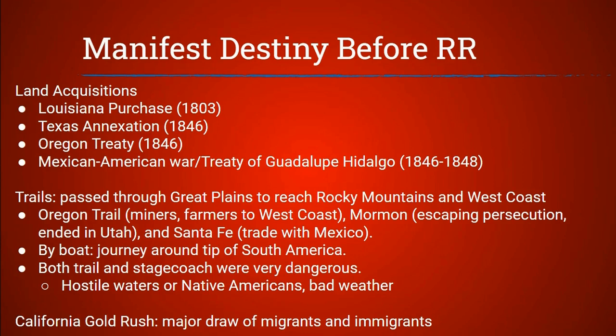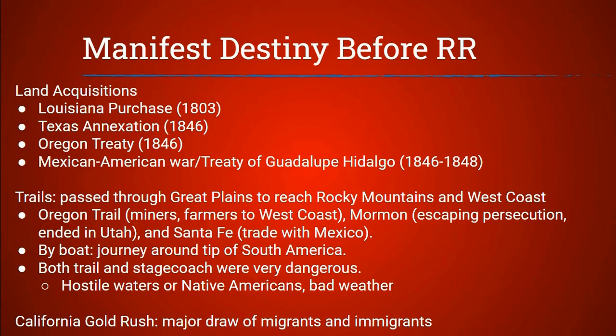Also, there was the Oregon Treaty, made with Great Britain, that smoothed out the northern border and included Idaho, Oregon, and Washington state. So how did the settlers get out to these purchased and conquered lands? They had two options, both of which were very dangerous. First was the wagon trails.